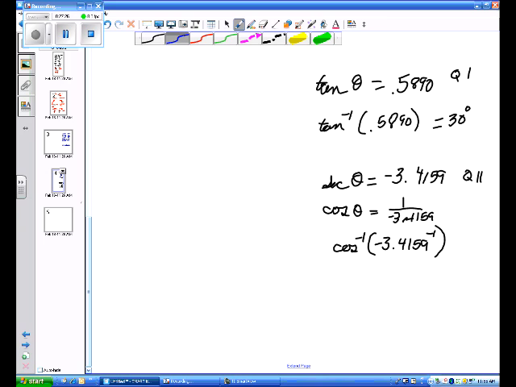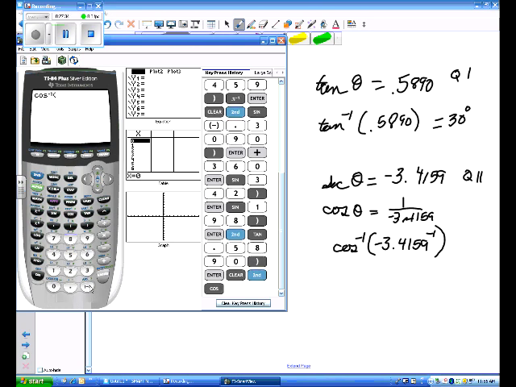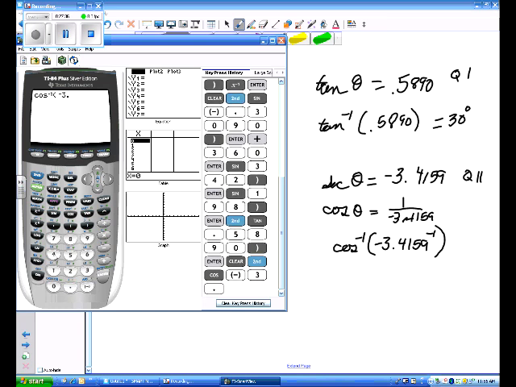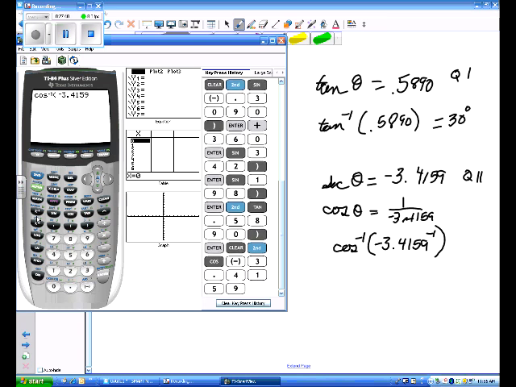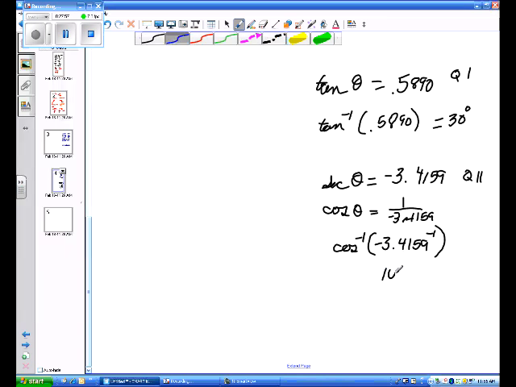So we go back to our calculator, and we're going to do second cosine, negative 3.4159, reciprocal, close parentheses, enter. Now notice for the cosine, it gave it in the second quadrant. It's 107 degrees. So we've got 107 degrees. Now that was because we wanted it in the second quadrant.